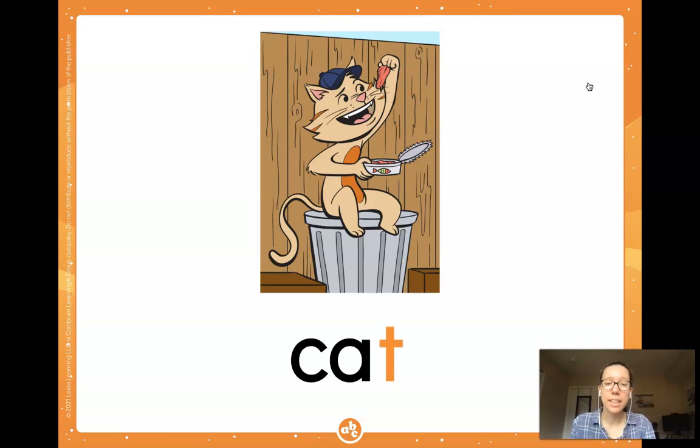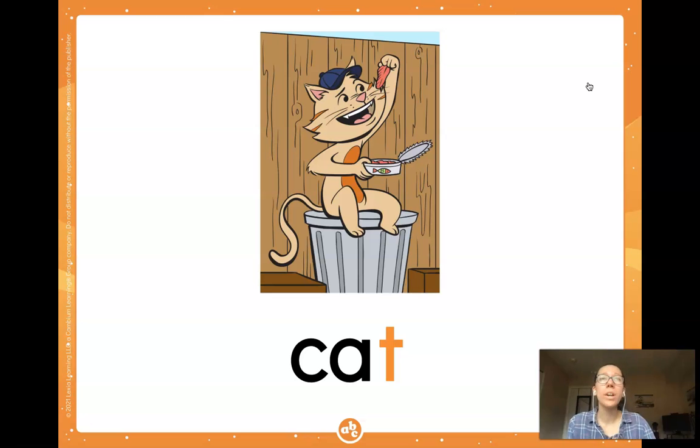Yeah, the ending sound in cat is t, made by the letter T. So the word cat is spelled C-A-T and pronounced k-a-t, cat. Now watch as we change the t in cat to a new sound to make the word cap.